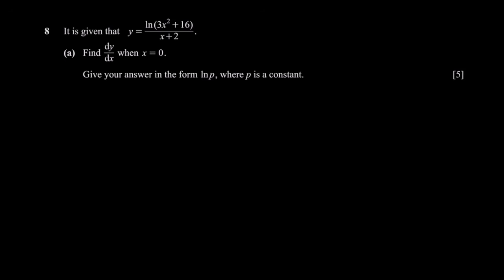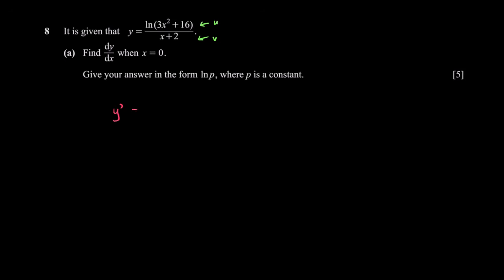All right then, question 8. So it is given that y is equal to ln(3x squared plus 16) over x plus 2. Find dy/dx when x is equal to 0, and give the answer in the form of ln p, where p is a constant. Well, we've got one function divided by another function, so we need to use the quotient rule. So with the quotient rule, we let that guy be u, and let that guy be v.